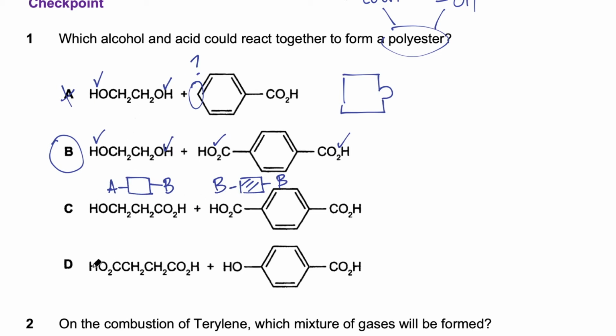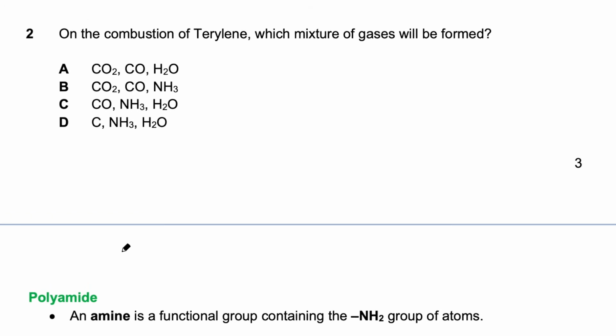Okay, the same goes for option D. You have an acid here, acid with an alcohol, we have an acid. So you can probably only join this together, but the ends are dead already. You can't join anything at the ends of this molecule. Let's go on to question 2.